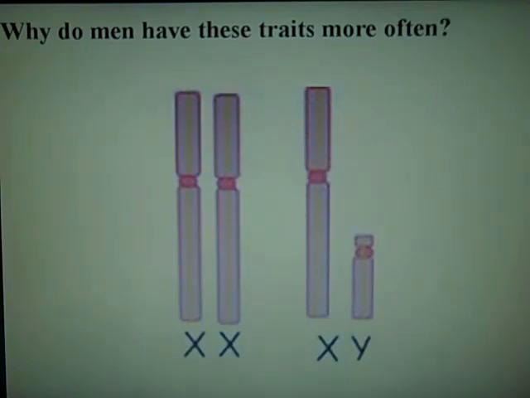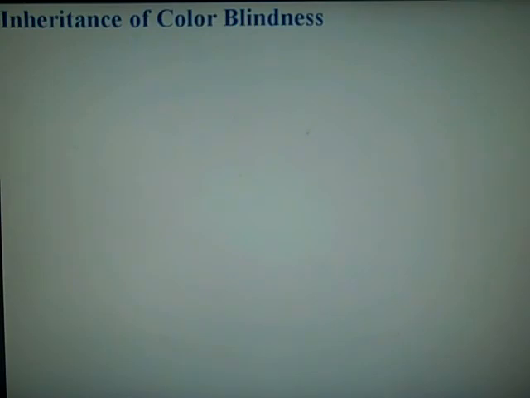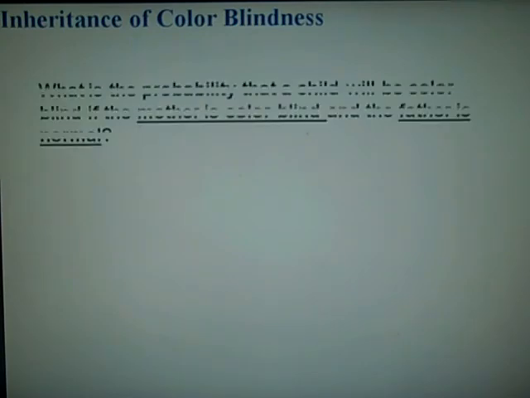Sex-linked dominance explains why men have certain traits more often than women, traits like colorblindness, hemophilia, and baldness. And this has to do with the fact that the genes for these traits are on the sex chromosomes, and men are missing a portion of the Y chromosome. So let's take a look at an example of a problem here, colorblindness.